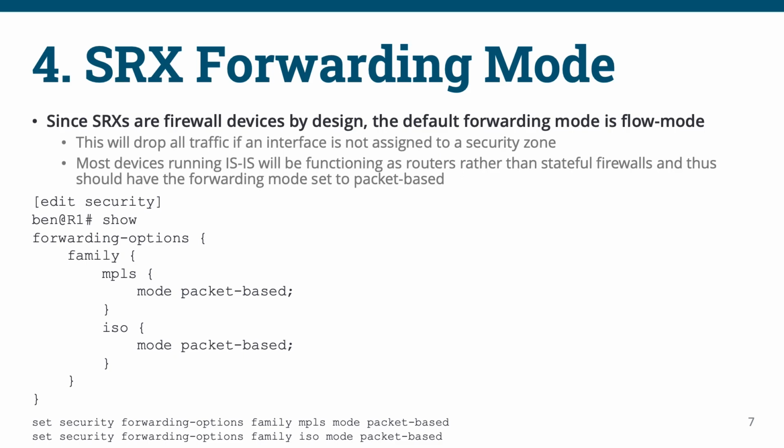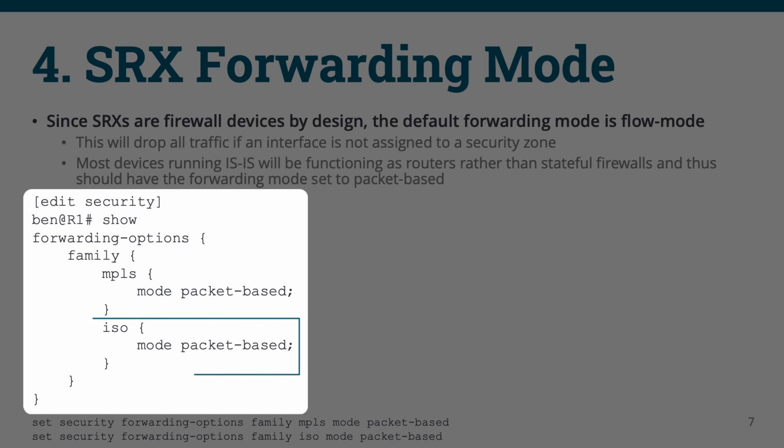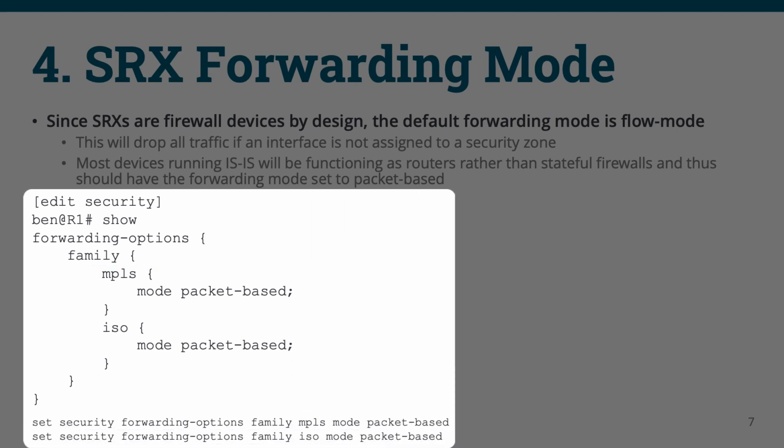If we're just using the SRX as a router and do not wish to configure any stateful firewalling, then we'll need to put the ISO protocol family into the packet-based forwarding mode, in the same way as we do for the MPLS protocol family. In the configuration snippet here, we see the same mode packet-based configuration statement under the ISO family as the MPLS family in the forwarding options section of the security configuration hierarchy. Below, we have the equivalent set commands used to apply this configuration.